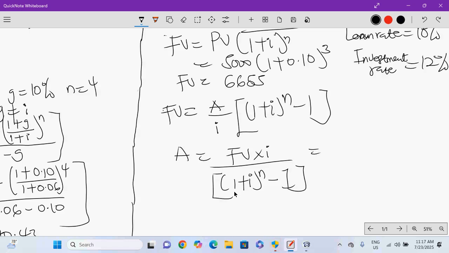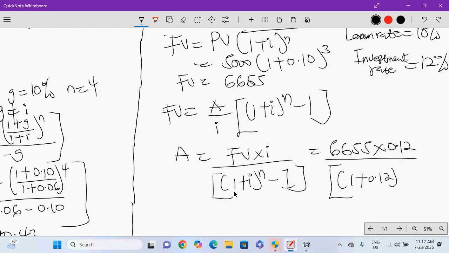So what do we have? We have the future value is 6,655 times the investment interest, 0.12, all over 1 plus the interest rate 0.12, to the number of years, 3, minus 1.